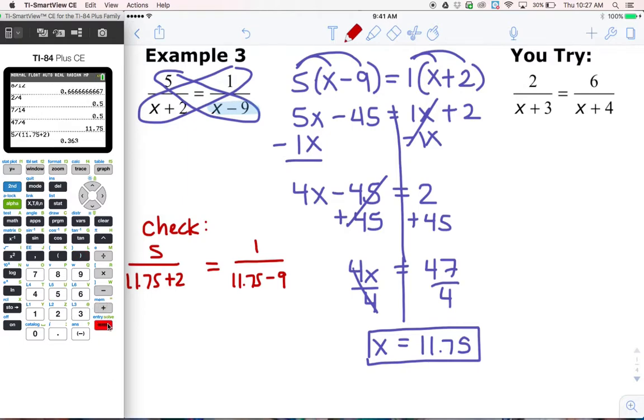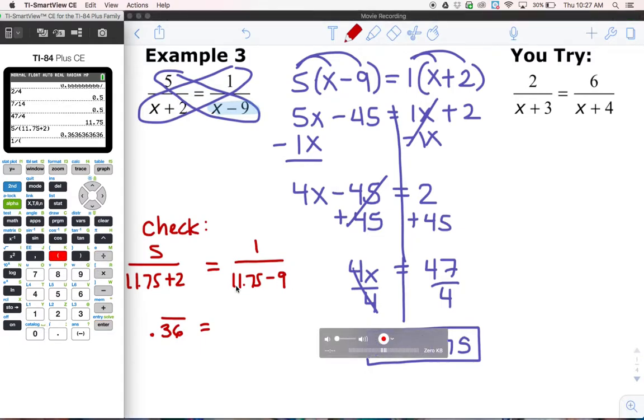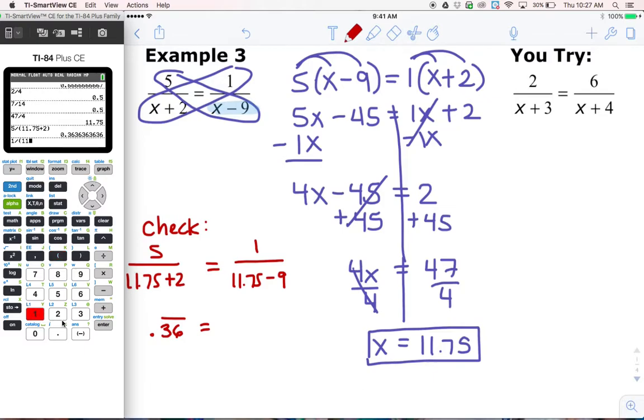Let's see. Ooh, I get an ugly decimal here. I get 0.36 repeating. All right, you know what? Let's check the next one. We're going to do 1 divided by, let's see, 11.75 minus 9. So 11.75 minus 9. And we get, okay, same ugly decimal. So we know that we're correct. They are matching.